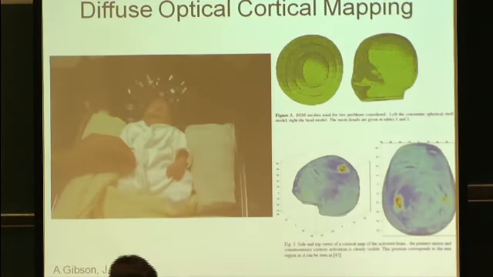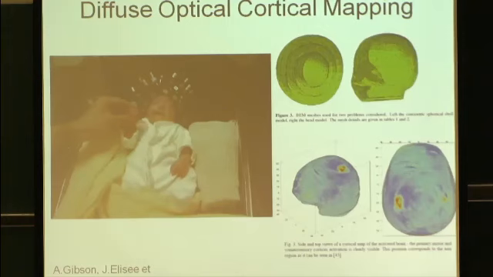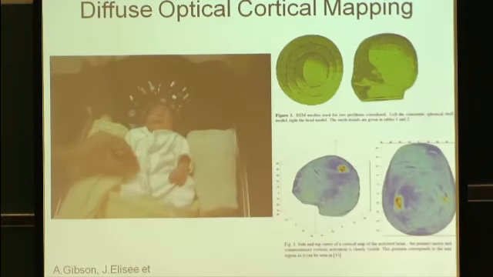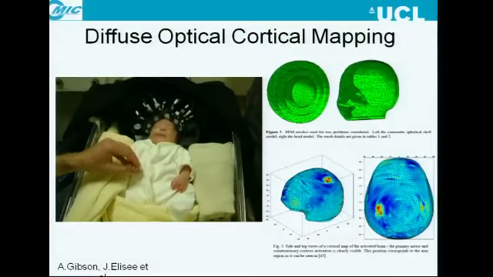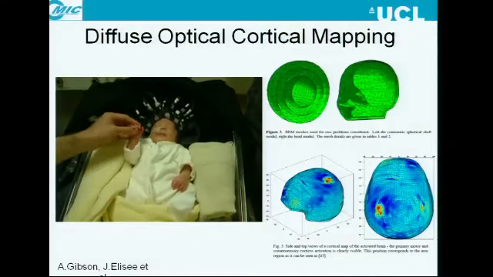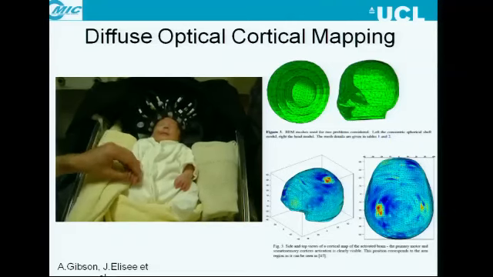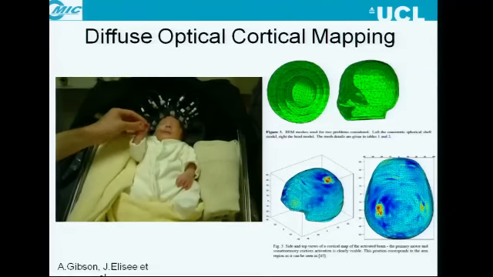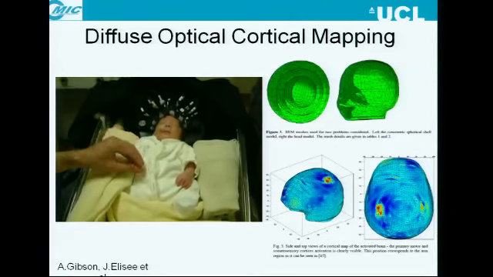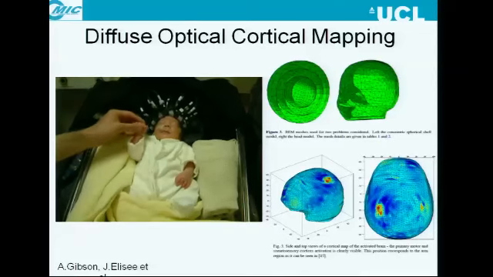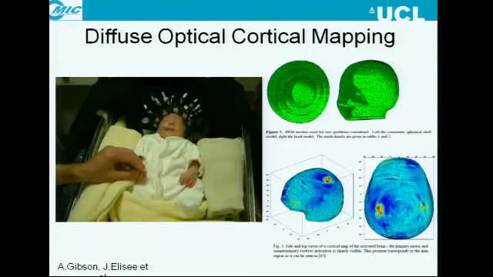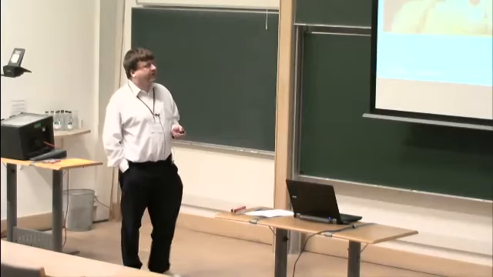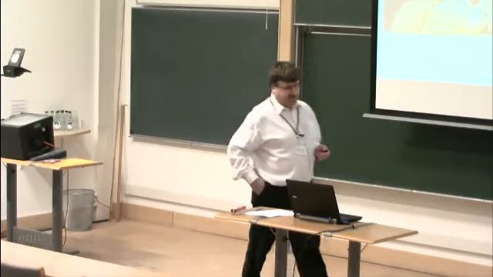This can also be done in a functional way. This is now a normal baby being stimulated by having its arm pulled. That stimulates the motor cortex, and we can use, in this case, a boundary element method to model the change in the predicted measurements due to changes limited to the cortex. And here we see this reconstruction where the activity corresponds to the motor cortex in the neonatal brain.